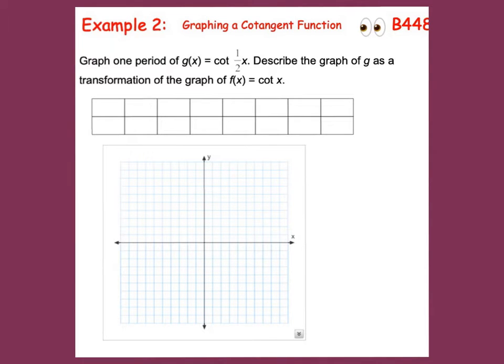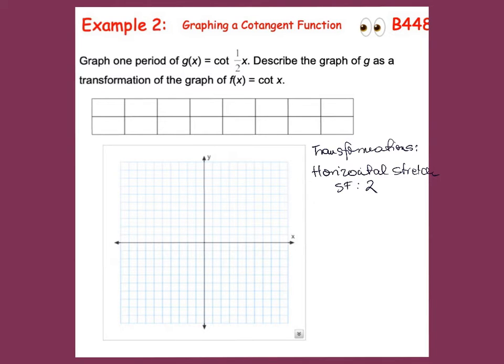So let us graph the second example, which is the graph of a cotangent function. So I am going to get started with writing the transformations. So the transformations are going to be a horizontal stretch by a scale factor of 2.